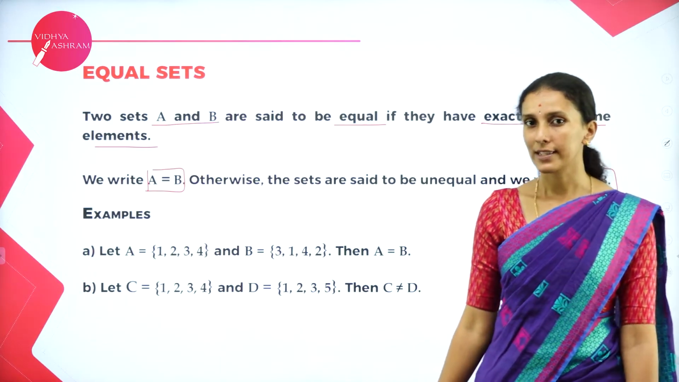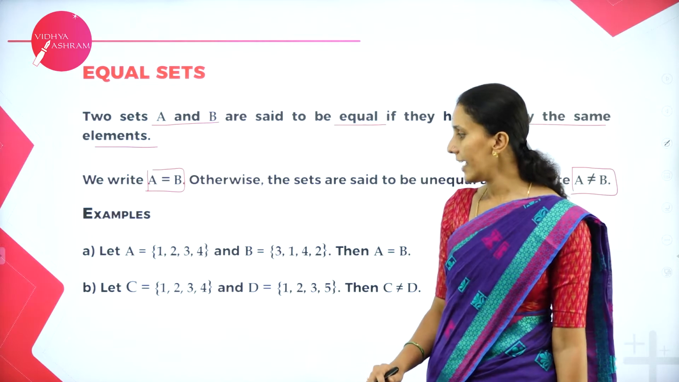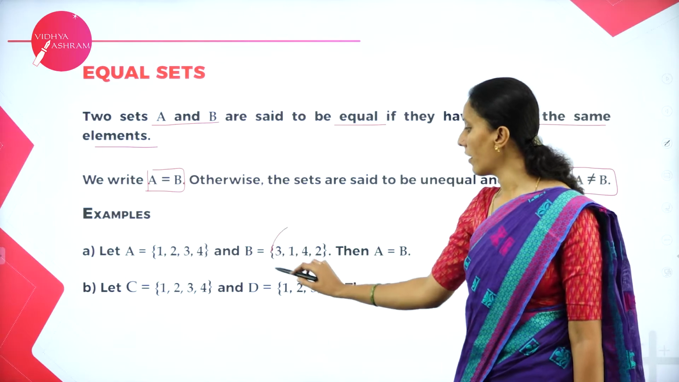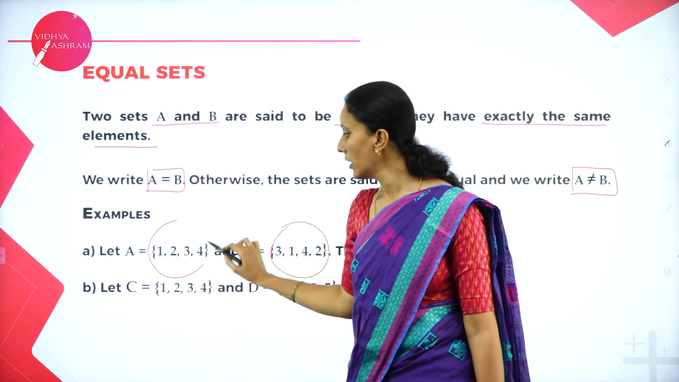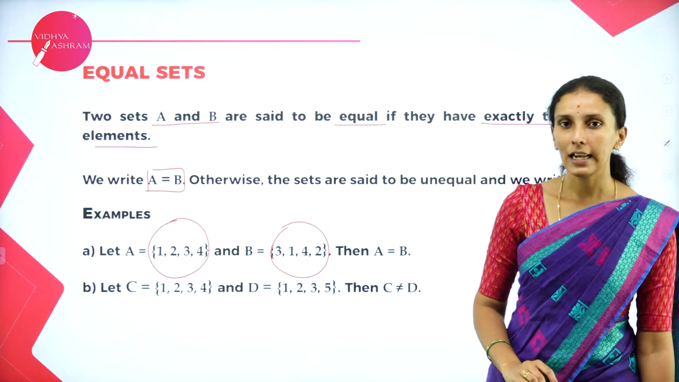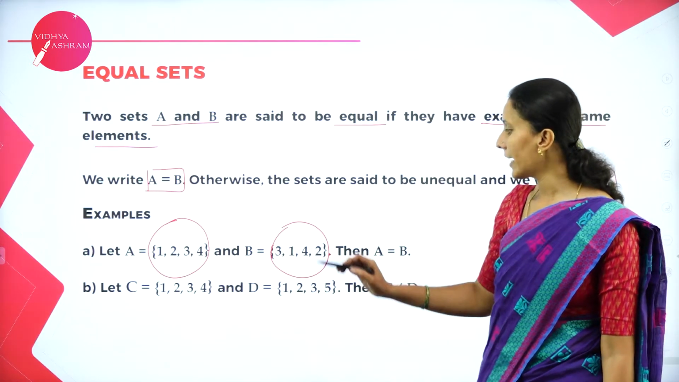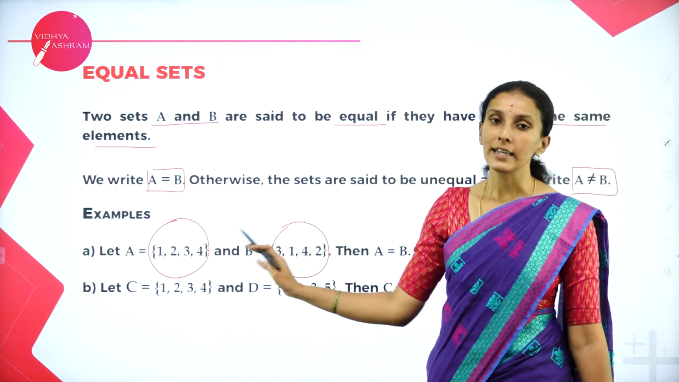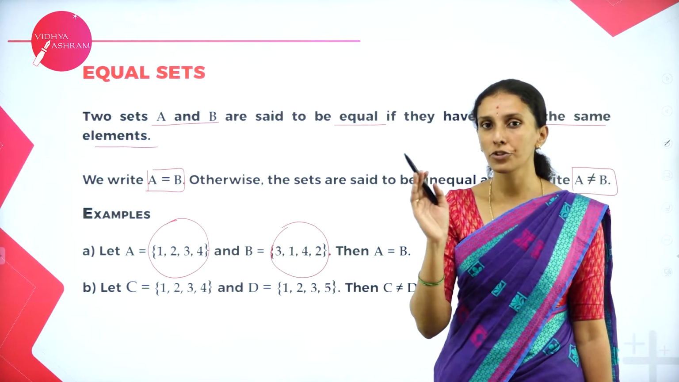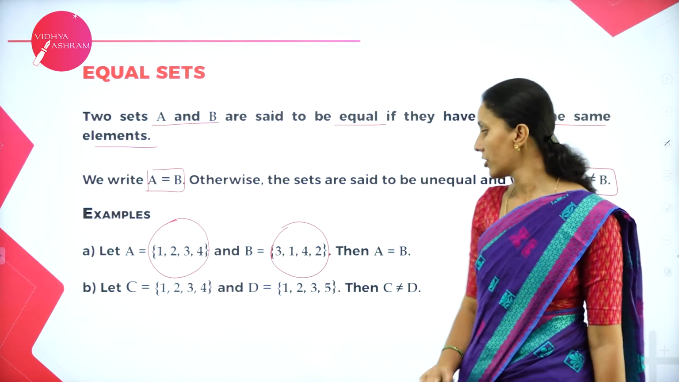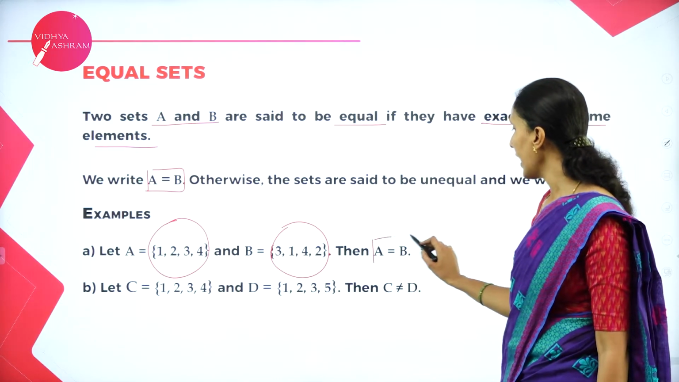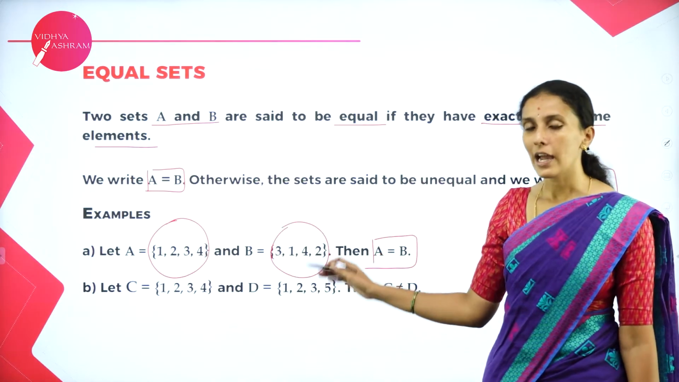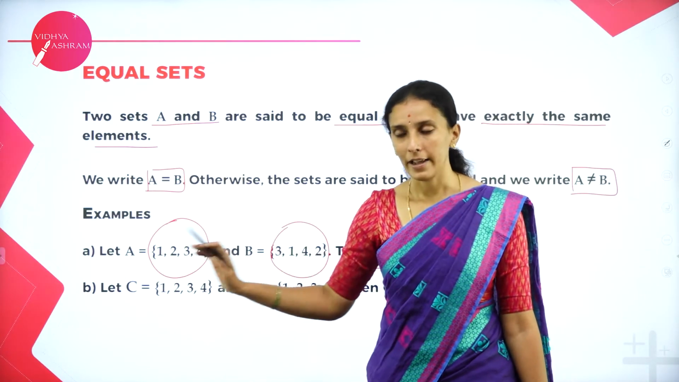I have taken two examples here. The first one: let A = {1, 2, 3, 4} and B = {3, 1, 4, 2}. You can observe here that set A contains the elements 1, 2, 3, 4, and set B also contains the elements 1, 2, 3, 4. I said the order doesn't matter inside the set. The thing is, the element should be in the set. Therefore, we can write A = B because all the elements in A are in B and all the elements in B are in A.